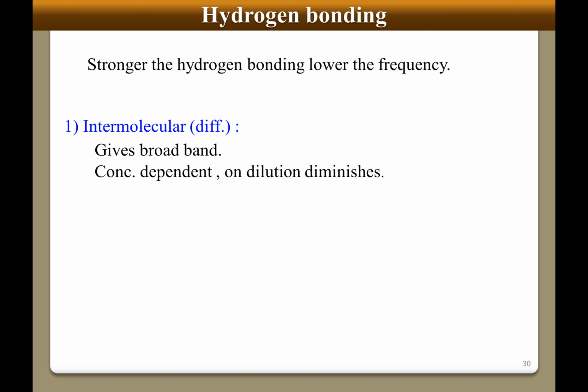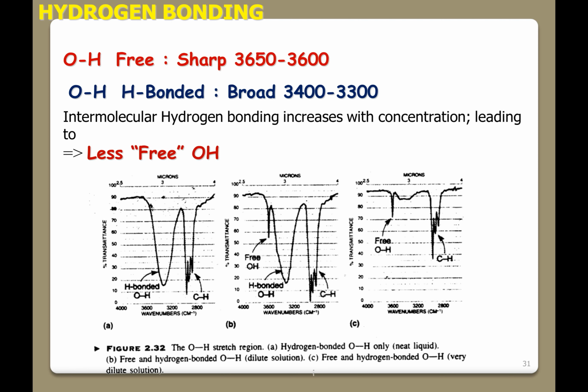If the molecule is diluted and a less concentrated solution is made, then this intermolecular hydrogen bonding diminishes. Intramolecular gives sharp peaks, and here we can see this OH bond which is free, sharp. This OH bond is free, sharp, while this is broad. So this is intermolecularly bonded, this is intramolecularly bonded.